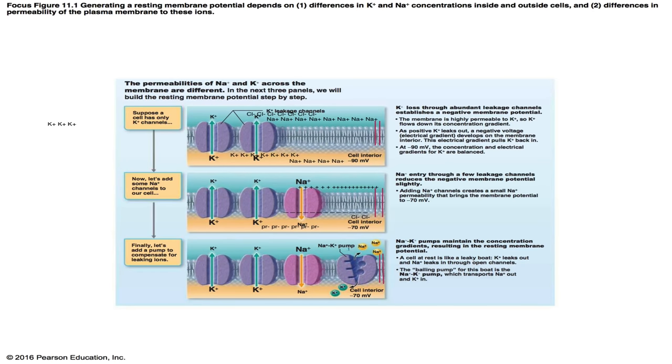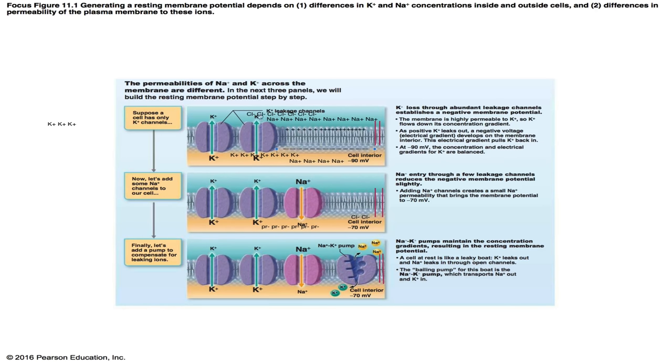So this constant movement of these ions inside and outside is maintaining the negative polarity over here of minus 70 millivolts. And again, it's helping this side stay negative. In addition, it's helping keep the outside of the plasma membrane more positive. So let's go through this one more time.